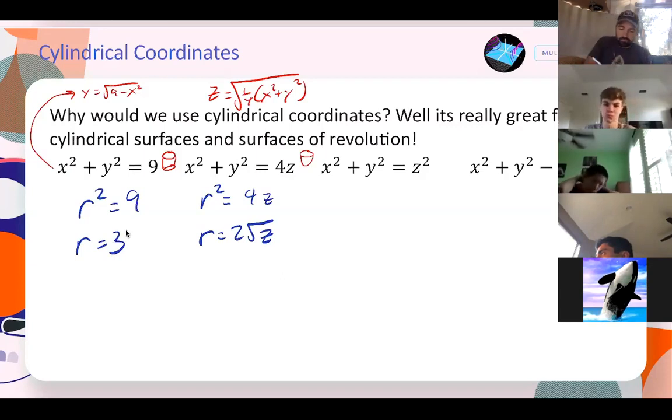So that's kind of what we're going to start wanting to recognize when we get to integrals. Okay, x squared plus y squared equals z squared. That's a cone.